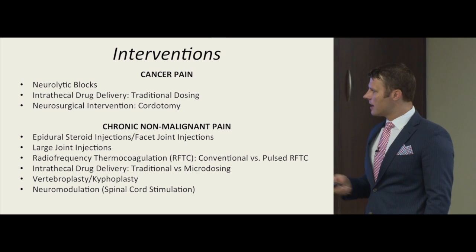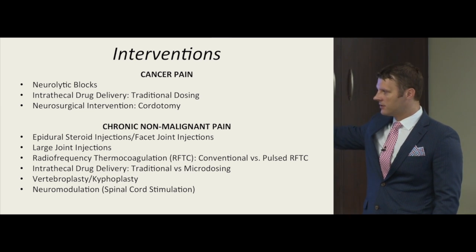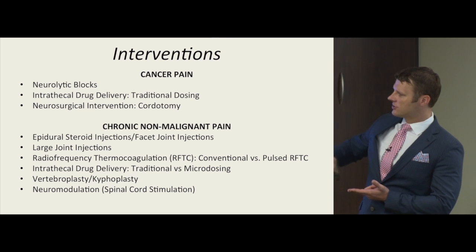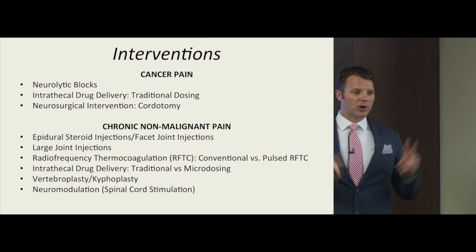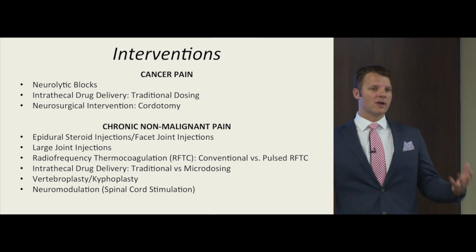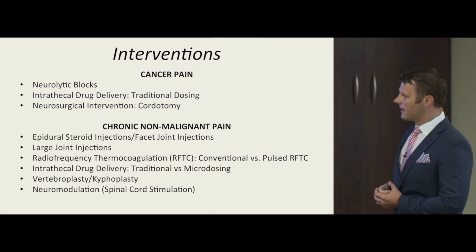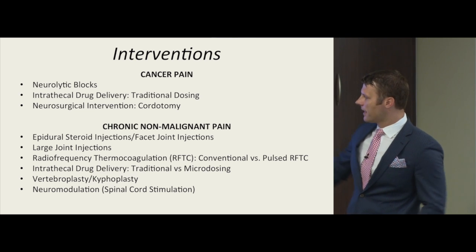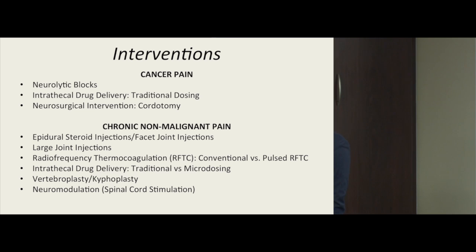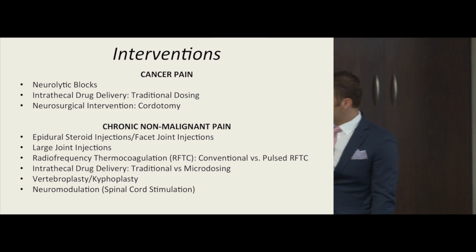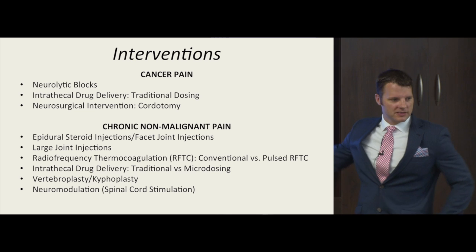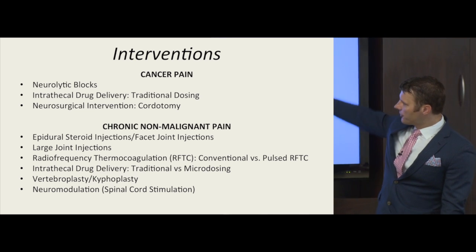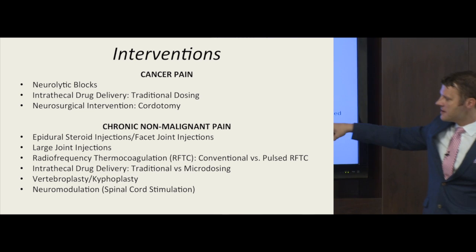And then we'll talk about chronic non-malignant pain, specifically focusing on some of the interventions. Some of the bread and butter interventions that we talk about: epidural steroid injections, facet joint injections, large joint injections, burning of nerves, or radiofrequency thermocoagulation of various nerves that we can do to help patients manage their pain. And then we'll talk about some of the newer, more aggressive things, which is intrathecal drug delivery, which is basically drug delivery in the spinal column itself, both for cancer pain and for chronic non-malignant pain.